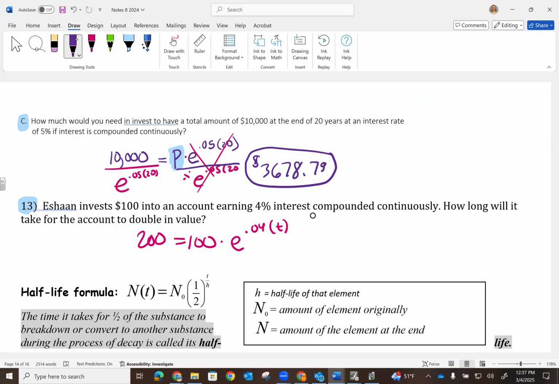This is how I'm setting up the second one. And here's the deal, and this is an important thing. There are times, I don't know if it's on your test or if it's just on your homework, where they're like, so how much time would it take for your money to double if you have 4% interest compounded continuously? And there are times that they don't tell you how much you start with. My question is, does it actually matter? No. Start with an amount and then put on the other side twice as much. Your first step is to divide both sides by 100.